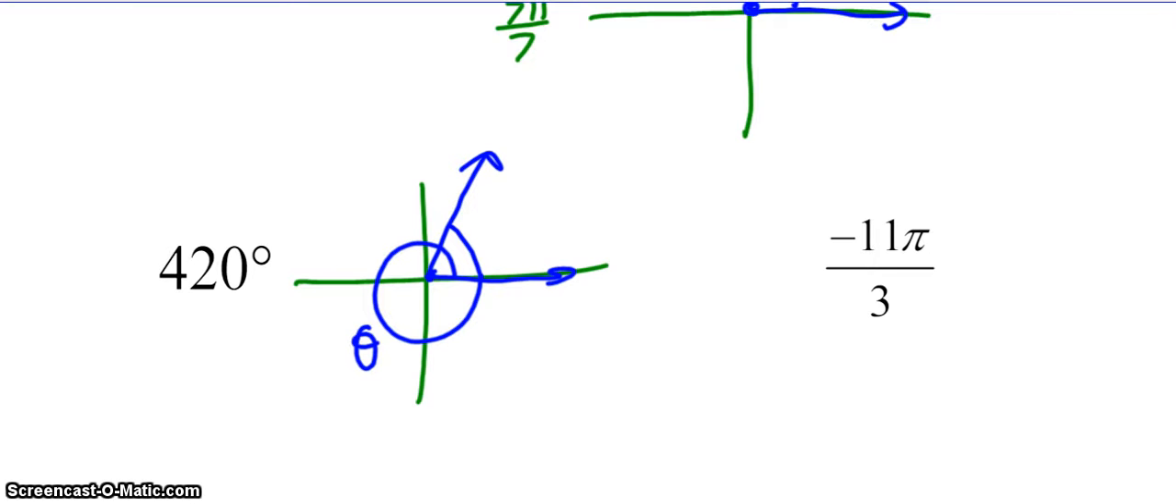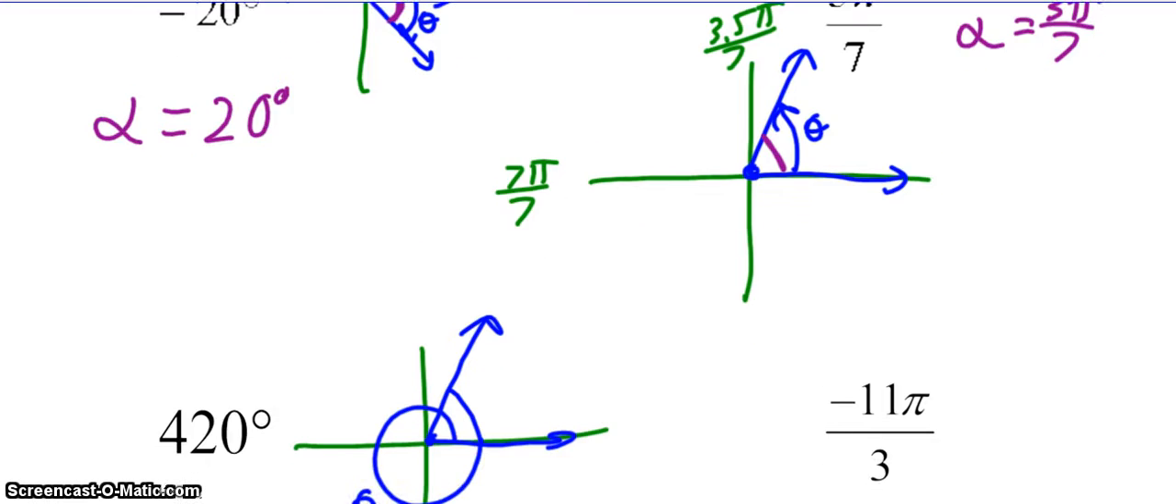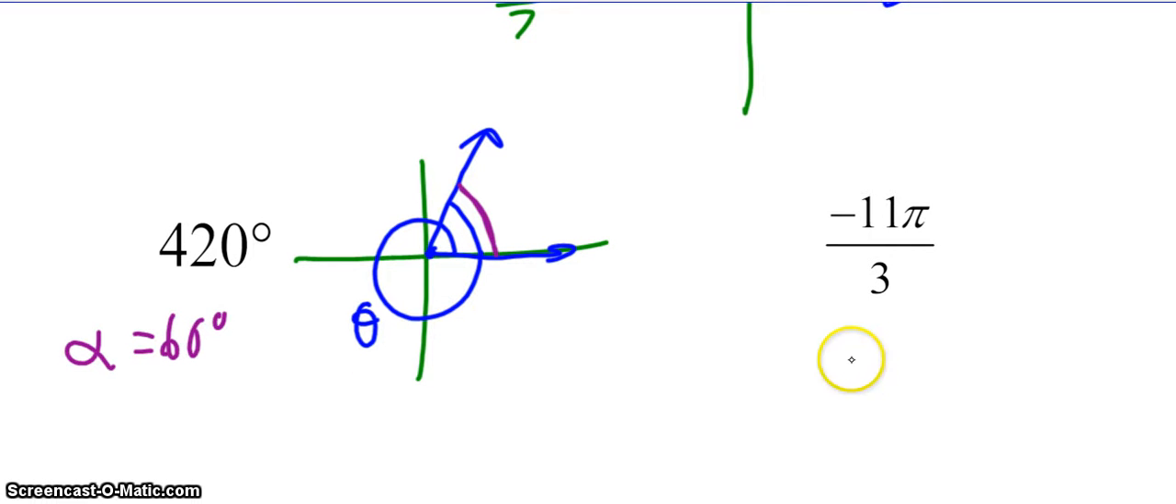Then the alpha, and sorry I didn't draw it on this one. This is the alpha. The alpha is just this angle, which we know is 60 degrees. And then let's do the 11 pi thirds.